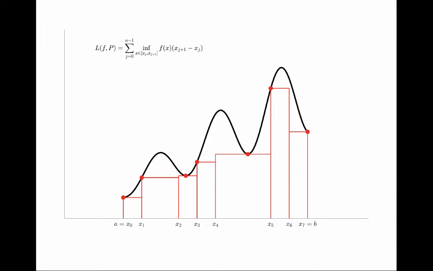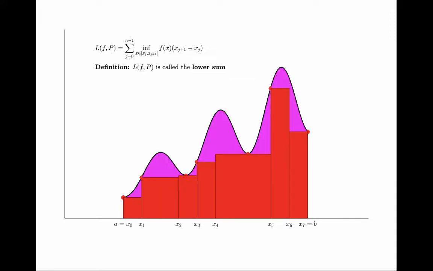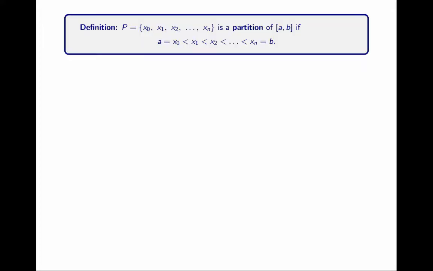So if I took the infimum over each subinterval to be the height of the rectangle and the width to be the length of the subinterval, then I'd get the lower sum. And of course, we can see that if the function is integrable, the lower sum is less than or equal to the integral. And of course, we should be able to deduce by now that the lower sum is always less than or equal to the upper sum.